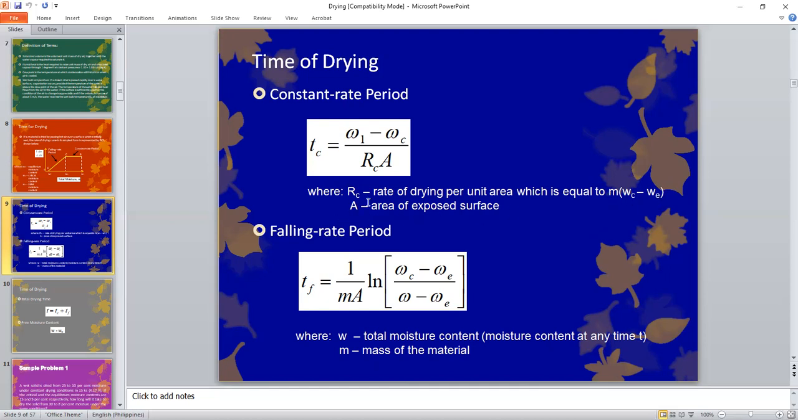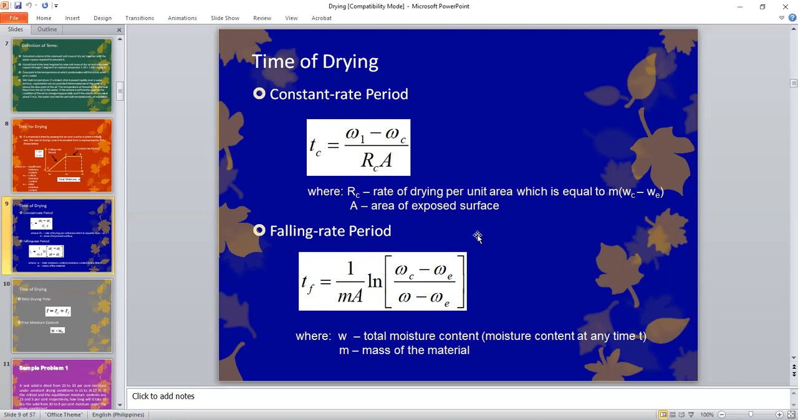So if this R sub C is not given, you can express it in terms of this one, the product of the mass and the difference of the two moisture contents. Of course, A is the area of the exposed surface. So as you could see in this particular formula, class, you need the W's, the moisture contents, and the mass, together with the area of the exposed surface.